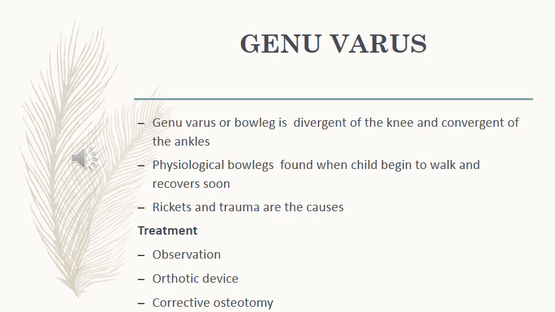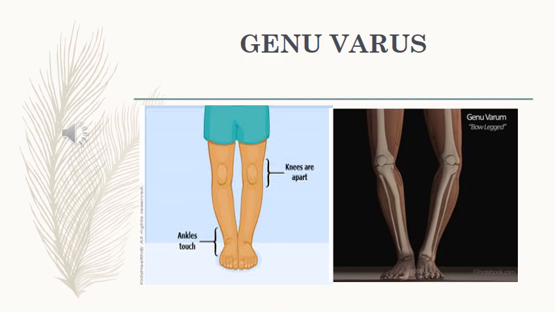Genu varus, just the opposite of genu valgum. It is a divergence of the knees and convergence of the ankles. Rickets and trauma are the causes. Treatment: observation and orthotic device, sometimes corrective osteotomy. See the picture of genu varus. Here the knees are diverged and apart and the ankles are converged and touching.